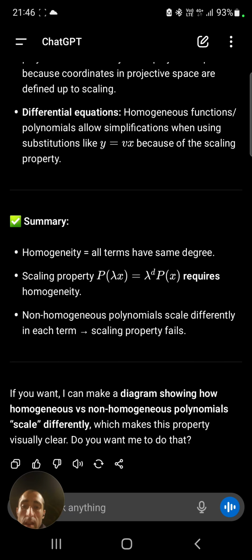So homogeneity means all terms are of the same degree. You can use this property to scale things out, use the scaling property, as you can see right over here, and it's more of a problem for non-homogeneous polynomials. So we really like homogeneous polynomials. Again, in a homogeneous polynomial each term is of the same degree. In a non-homogeneous one, each term may have a different degree. Some of them can be the same, but not all of them.